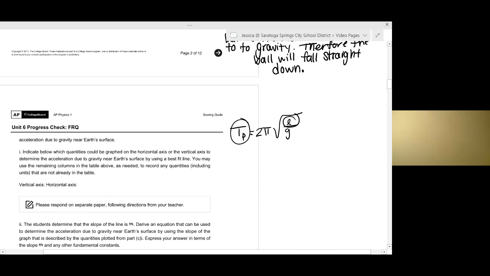So the first thing we need to do is indicate which quantities could be graphed on the horizontal and vertical axis to determine the acceleration due to gravity by using a best fit line. So we definitely need a line. You may use the remaining columns in the table as needed to record any quantities, including units, that are not already in the table. Okay, I don't think we need to do that.